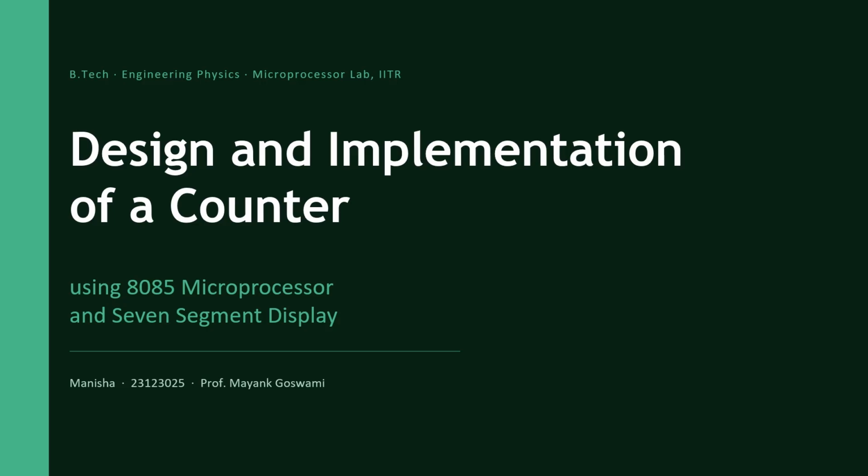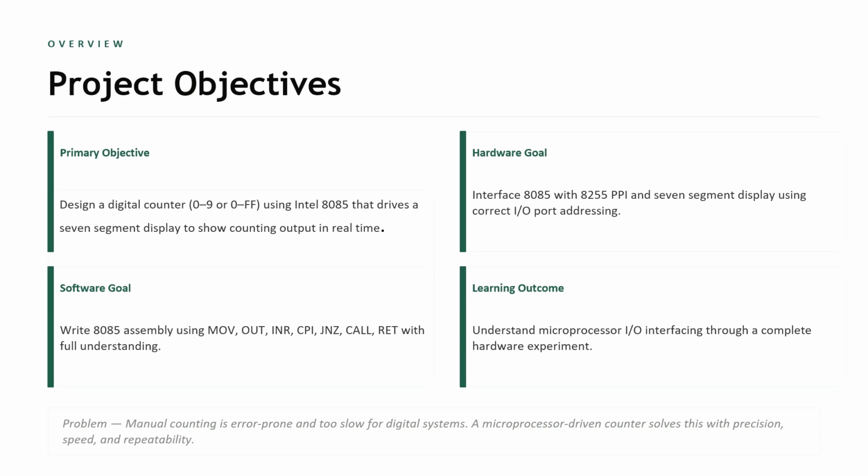Today I am presenting my microprocessor lab experiment: design and implementation of a counter using the 8085 microprocessor and 7-segment display. In this whole presentation, I will take you through the theory, the hardware, the software, the actual experiment, and the results, from the very basics of what a microprocessor is all the way to watching the display count 0 through 9. Okay, let me begin with why we did this experiment and what we set out to achieve.